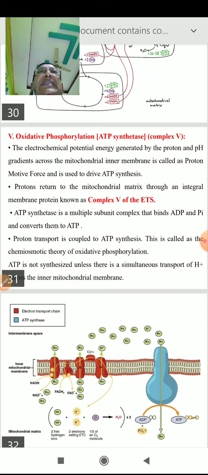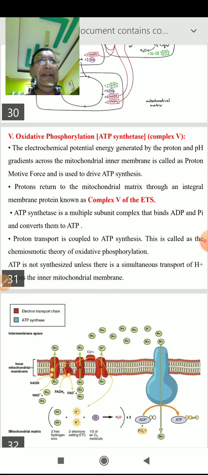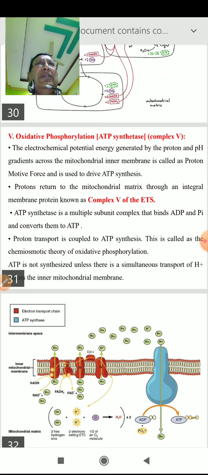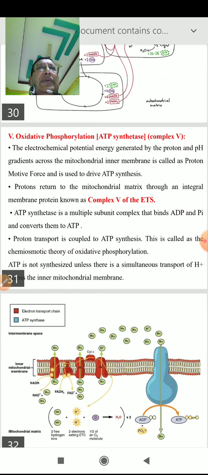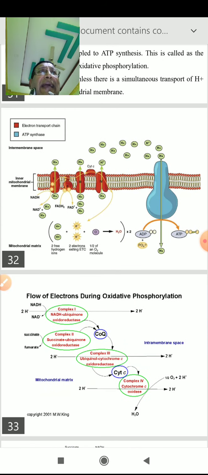Now, ATP synthase is a multiple subunit complex that binds ADP and inorganic phosphate and converts them into ATP. Proton transport is coupled to ATP synthesis. This is called the chemiosmotic theory of oxidative phosphorylation I explained earlier. ATP is not synthesized unless there is a simultaneous transport of hydrogen protons across the inner mitochondrial membrane. In my next slides, I will show you the diagrams of the inner membrane.